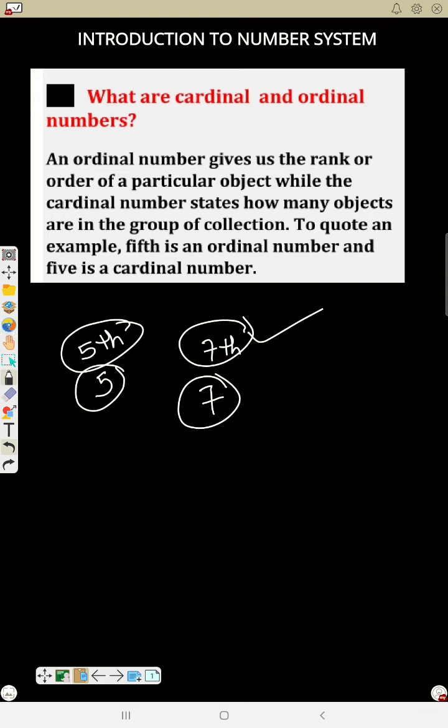Now in another video we'll proceed with types of numbers. Under types of numbers, that's when we'll see real numbers, imaginary numbers. So that will be in the next video.